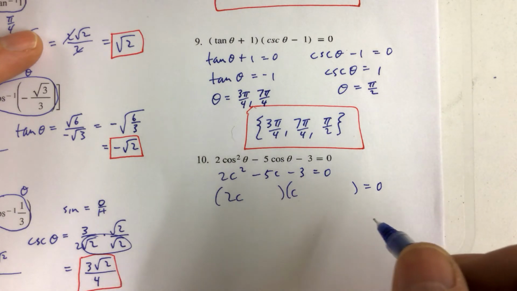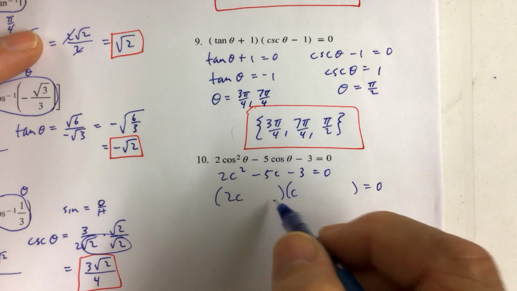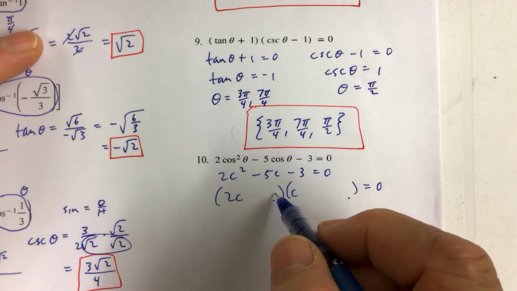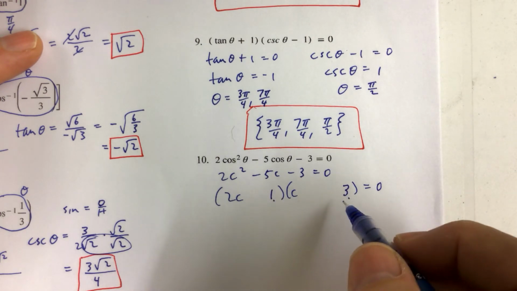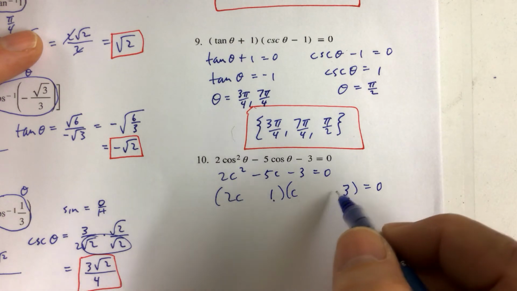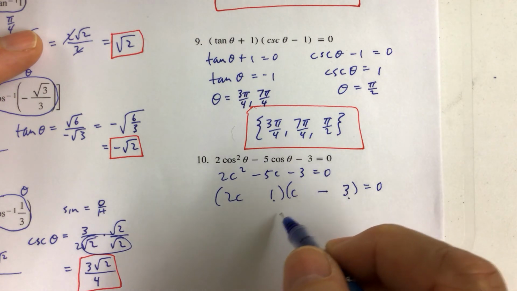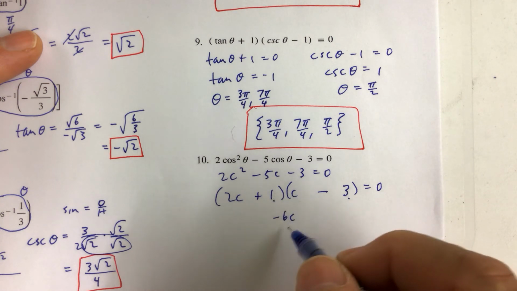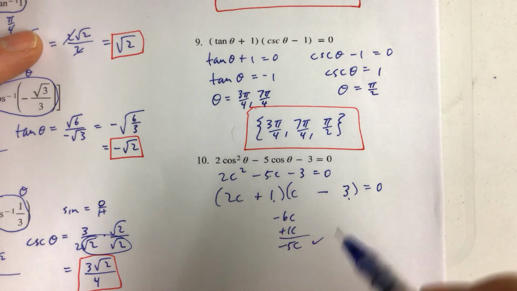It's a trinomial, and so the first times the first has to equal the first. The last times the last has to equal -3. Well, we could put a 3 here and then a 1 there, or we could put the 3 here and the 1 here. And the right combination is just that, putting the 3 over here, because 2 times 3 is 6. 2c times -3 is -6c. And then the inside, 1 times c is +1c, and when you add those two together, you get -5c. Check, that's our middle term.